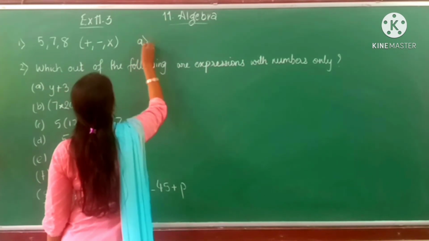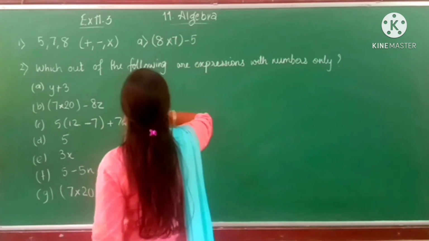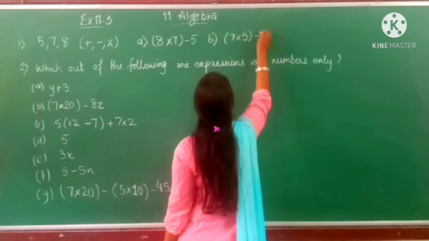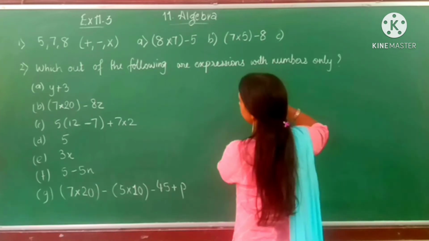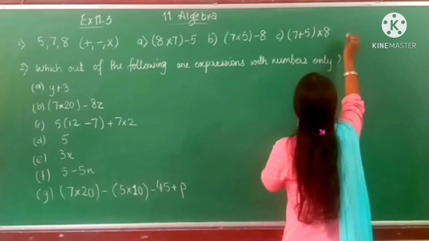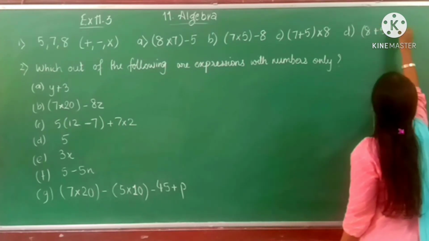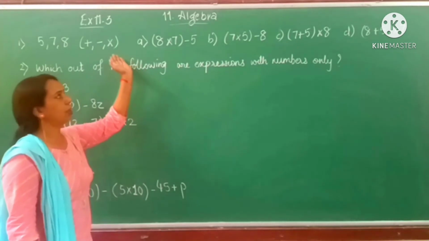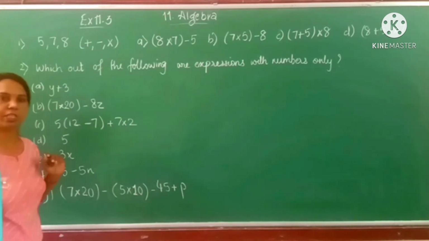Let us have some expressions. We can write 8 into 7 minus 5. Next we can write 7 into 5 minus 8. Also we can write expressions in addition form: 7 plus 5 into 8, and also 8 plus 5 into 7. You can write as many expressions as possible, taking the numbers 5, 7 and 8 and using the operators addition, multiplication and subtraction.